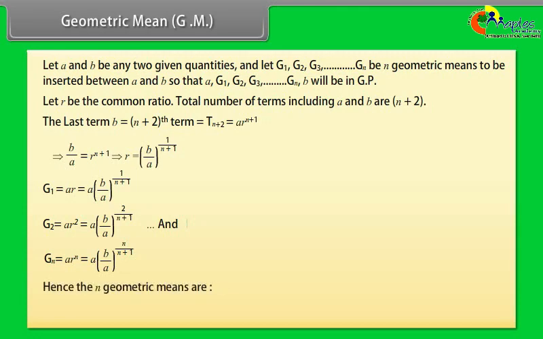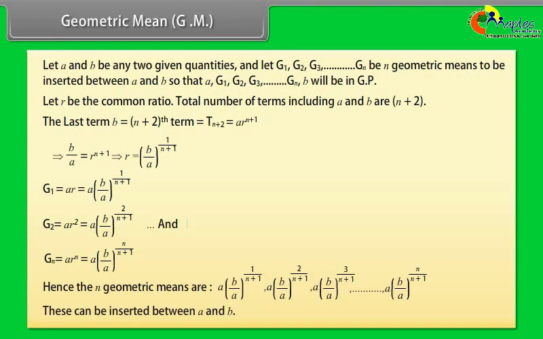Hence, the n geometric means are these, and they can be inserted between a and b.